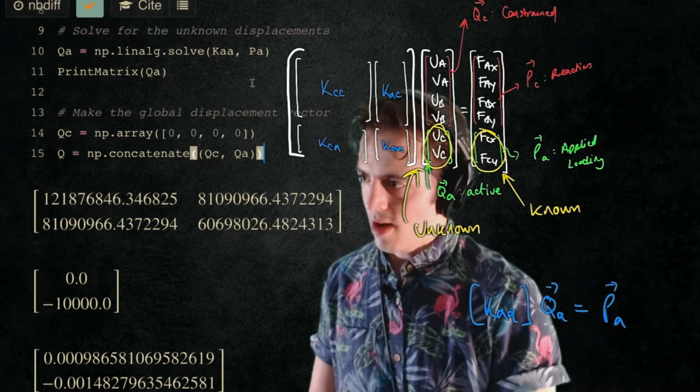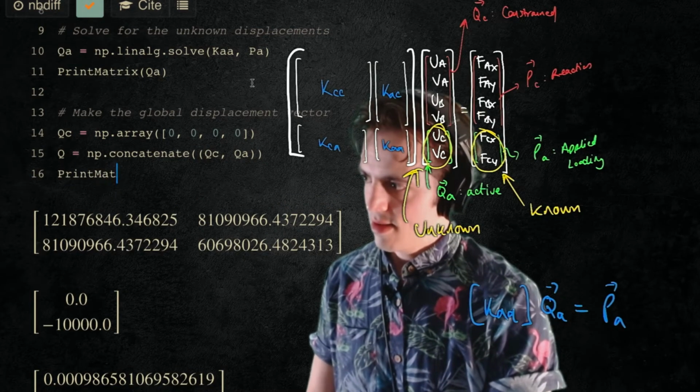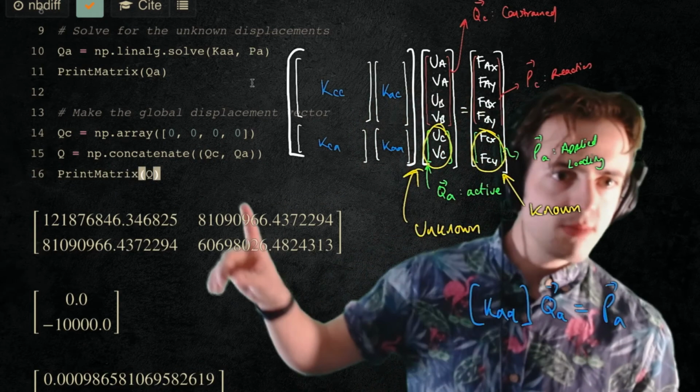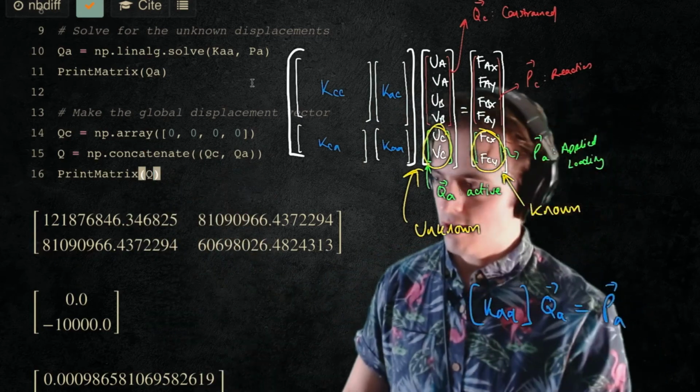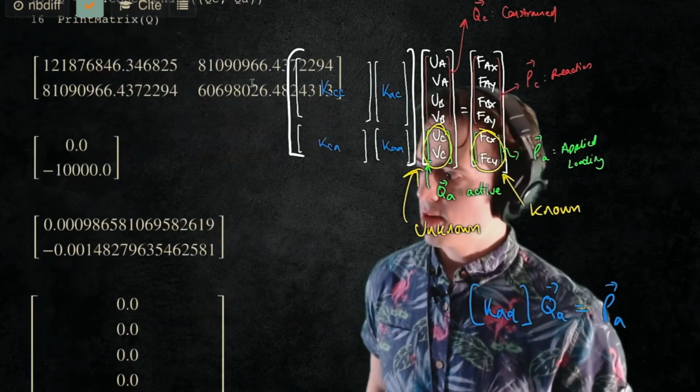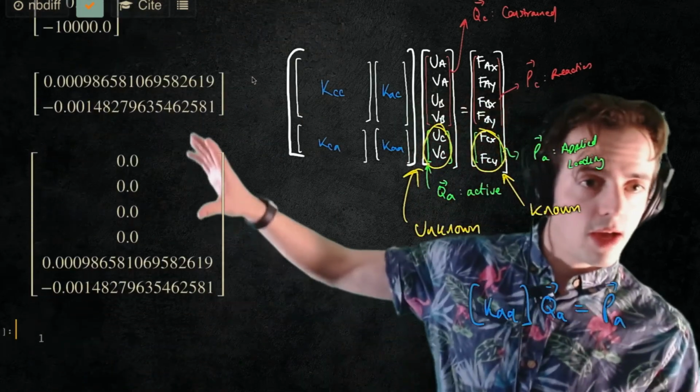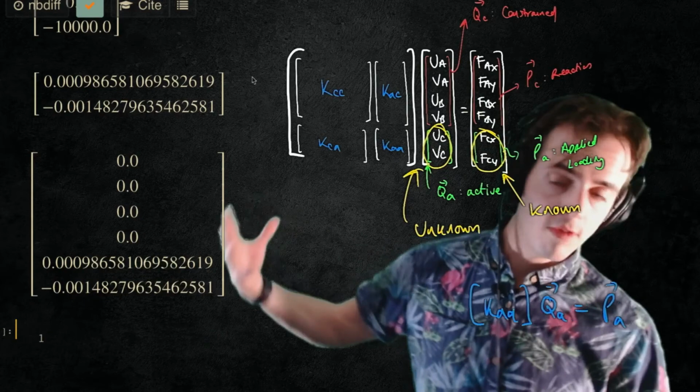Don't know if this is going to work. Let's try it. So what I've done is I've made my constrained ones, which is zeros, and I'm going to see if I can concatenate these two together. Is that going to work? Oh, it does. Okay, so this is now my Q matrix, or my Q vector rather.